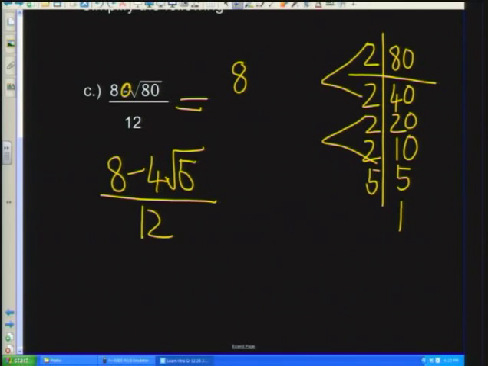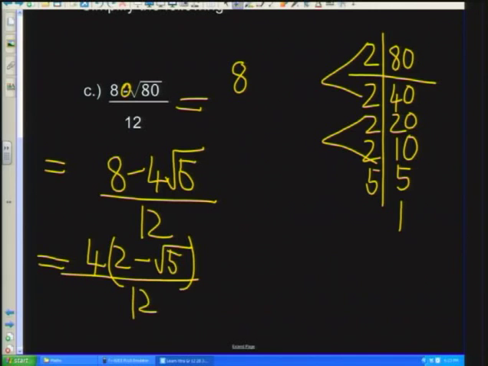Please, guys, no cancelling over a plus and minus. We're going to factorize. So I'm going to take out the highest common factor at the top. I'm taking out a 4. I'm left with 2 minus root 5. And that's all over 12. And then I can simplify. I can say 4 goes into 4 once, 4 goes into 12 3 times. So I get 2 minus root 5, all over 3. Oops, almost made it 3 root 5 over 3.